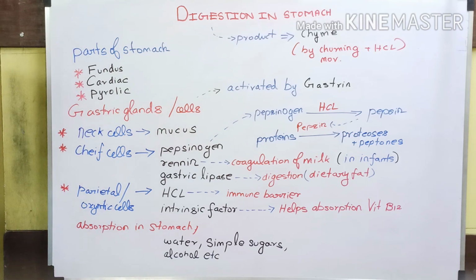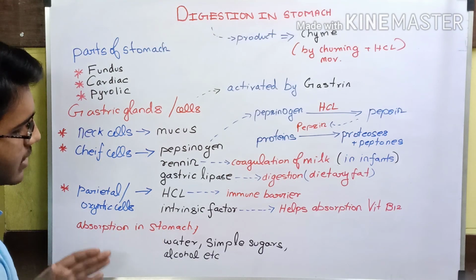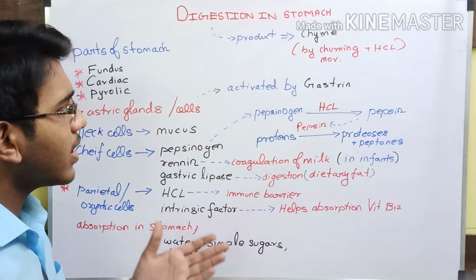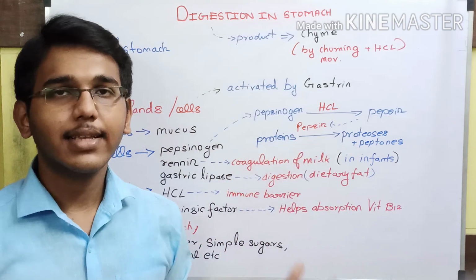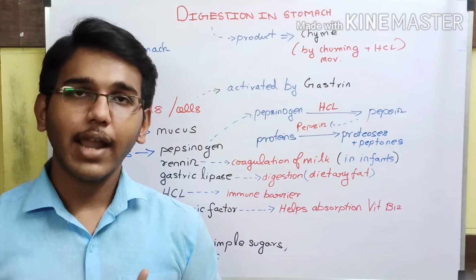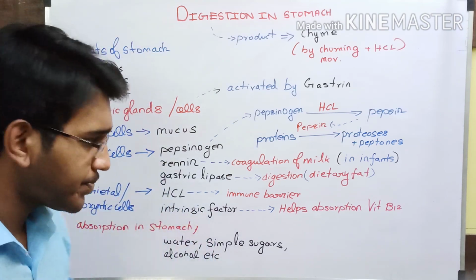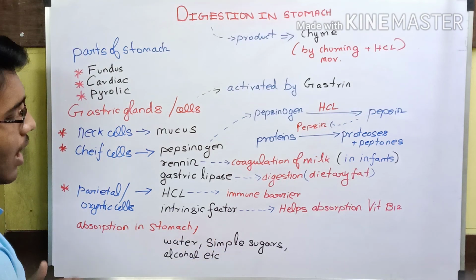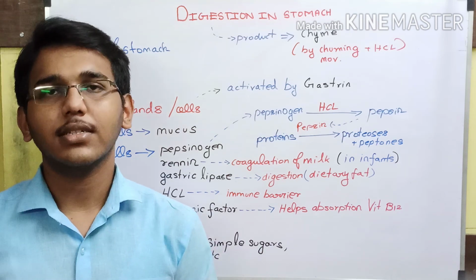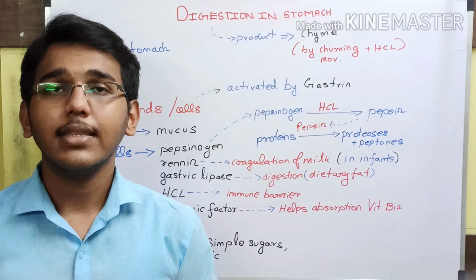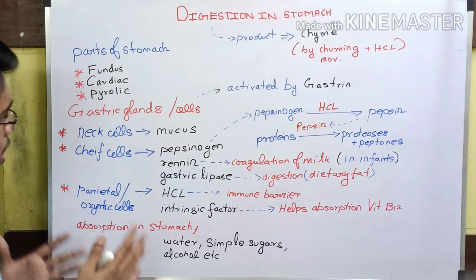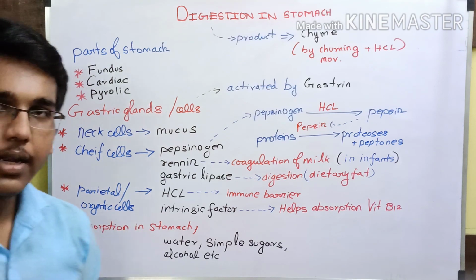Absorption also occurs in the stomach, but the stomach absorbs only water, simple sugars and alcohol. The stomach even acts on proteins, fats, etc., but proteins and fats are not absorbed in the stomach because they must be further hydrolyzed and digested in the small intestine. But water, simple sugars and alcohol are directly absorbed by the stomach. Simple sugars have already undergone 30% or more of the digestive process in the buccal cavity itself, so they are absorbed in the stomach. So now we are clear with the parts of the stomach, gastric glands and absorption occurring in the stomach.